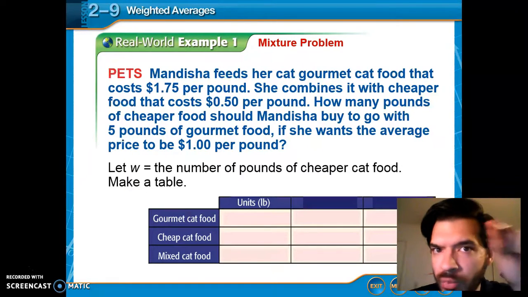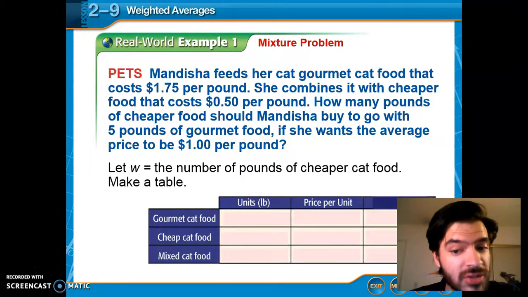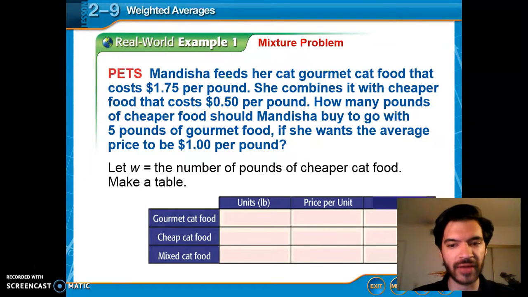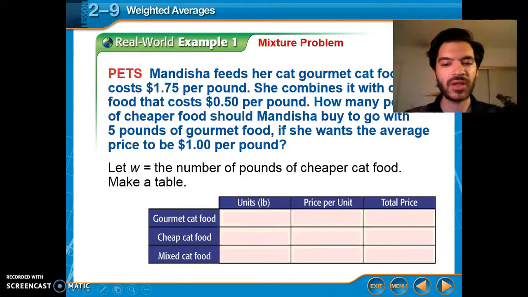Then, we need to look at the units. How much of it are we buying? We also need to look at the price per pound, the price for each pound of cat food. And lastly, we're looking at the total price.